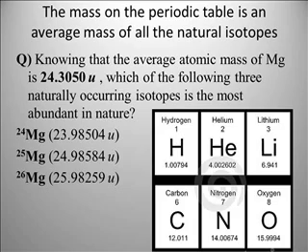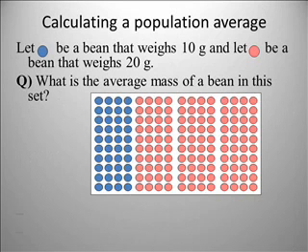We can tell that because the average is closest to magnesium 24. And so, however they came up with that average, we know there's more magnesium 24 than any of the other isotopes simply because it's closest. This is what we call a population average.